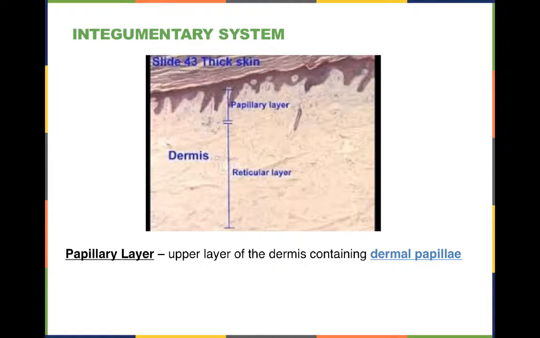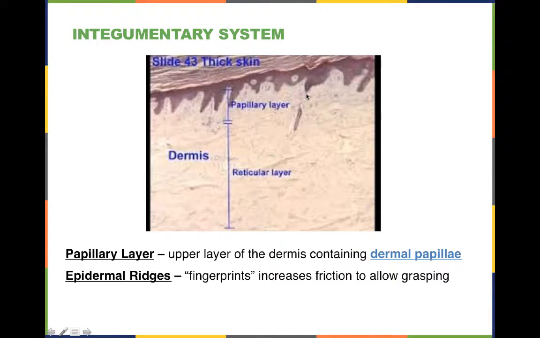Now, the dermis is separated into two layers. The top layer, or the layer of the dermis that's closest to the epidermis, is called the papillary layer. And that's because it is interspaced with these involutions called papillae, dermal papillae. And so this part of the dermis is called the papillary layer of the dermis. Underneath the papillary layer is the reticular dermis.